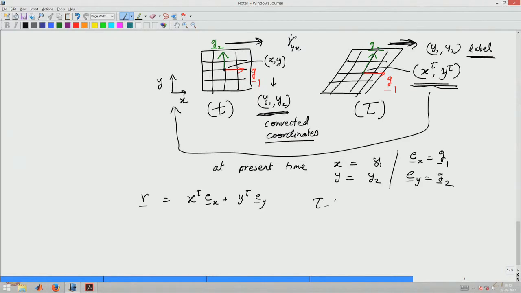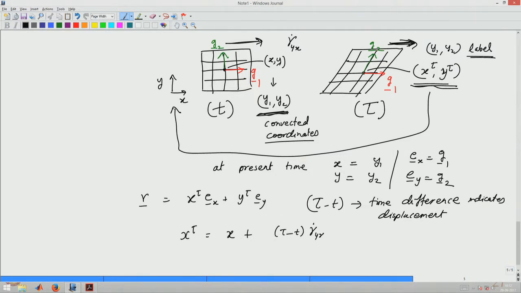The tau minus t, the time difference, is an indicator of how much the displacement is for each and every material particle. And so, this we have already done: x tau therefore is going to be x plus tau minus t gamma dot Yx into y. So, a point which is located at y is equal to 0 basically here is not going to move at all, and so therefore, for it x tau will remain x.